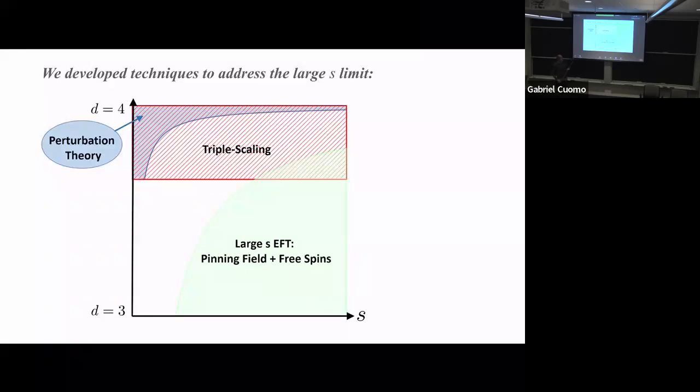We devised a way, which I won't explain, to do perturbation theory as long as epsilon is small and for arbitrary S. So we resummed the effects of perturbation theory. I won't show that, but instead I want to highlight this green region here. This green region is essentially an effective field theory description that we propose that should hold for arbitrary D as long as S is sufficiently large, or better, as long as epsilon S is sufficiently large.